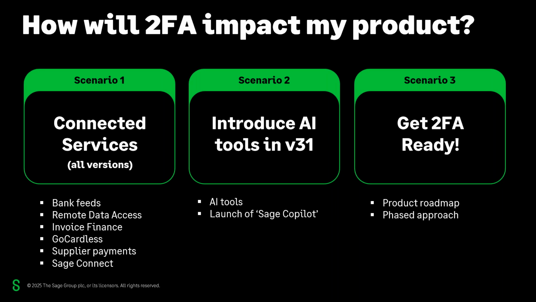So scenario 1, you use connected services within your Sage 50 accounts software. So that may be several services or just one. That could be the likes of bank feeds, remote data access, invoice finance, GoCardless, supplier payments, and Sage Connect. So you will be prompted for 2FA when you are required to re-authenticate or setting up using your Sage account. There is a remember this device option, but I will talk about that more later on in the session.